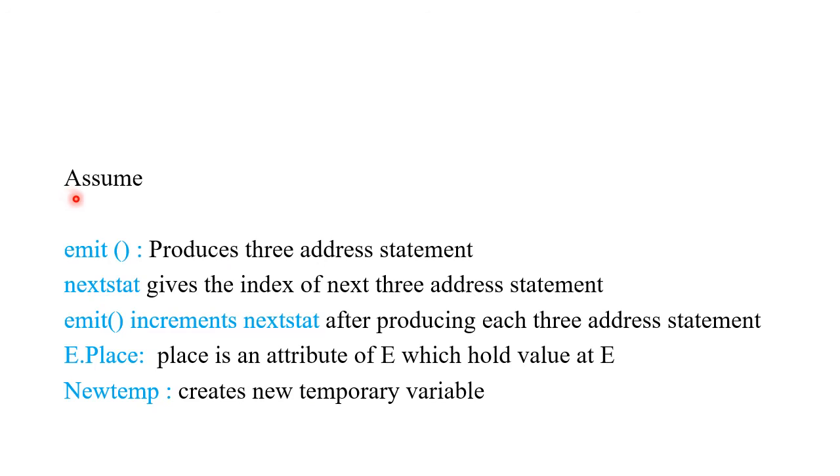Certain assumptions are made. Emit is a function which produces a three address statement. Next state gives the index of the next three address statement. Emit increments next state after producing each three address statement. E dot place: place is an attribute of variable E which holds the value of E. New temp is a function which creates a new temporary variable.